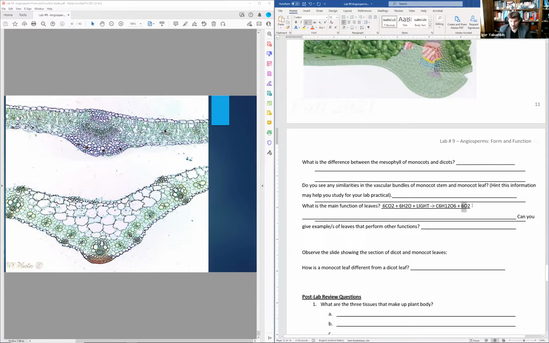6O2. I literally can copy and paste this, and it will give me this. It's in the opposite direction. The only issue here is that the energy is not in the form of light. It's the energy in the form of ATP. And that happens in the mitochondria.